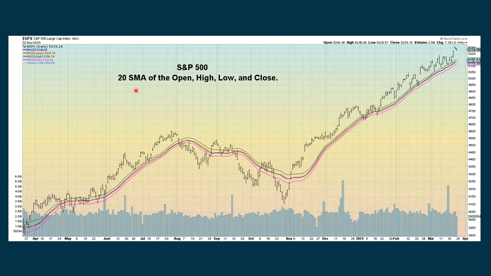This is a 20-period simple moving average of the open, high, low, and close. This produces a mini rainbow. Now, sometimes when we're going up and we drop back, one of these lines may end up providing support. If we're going down and we start to see a bit of a bounce, one of these lines may act as resistance. We can also look at the general direction of the mini rainbow itself, and it's clearly going up, and that's supporting the upward trend.